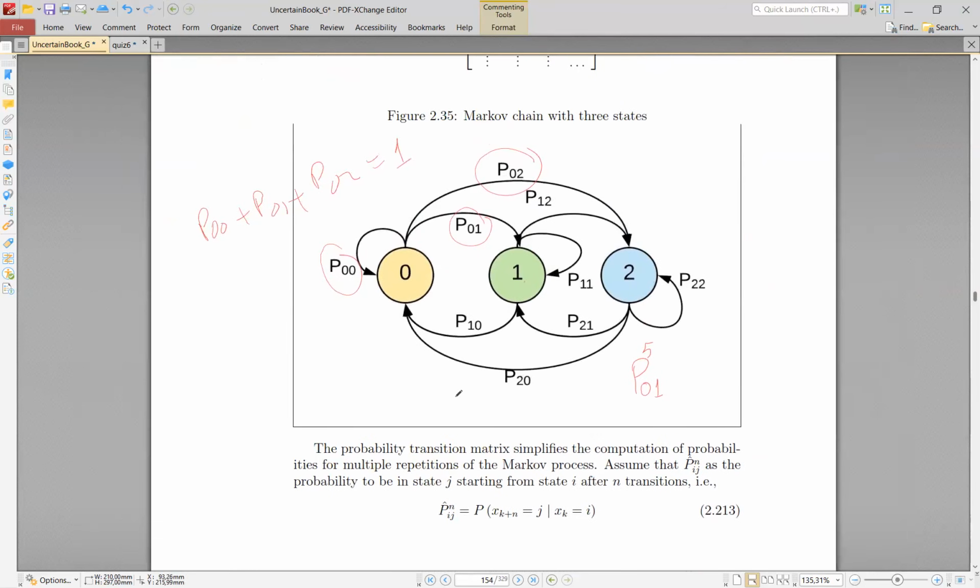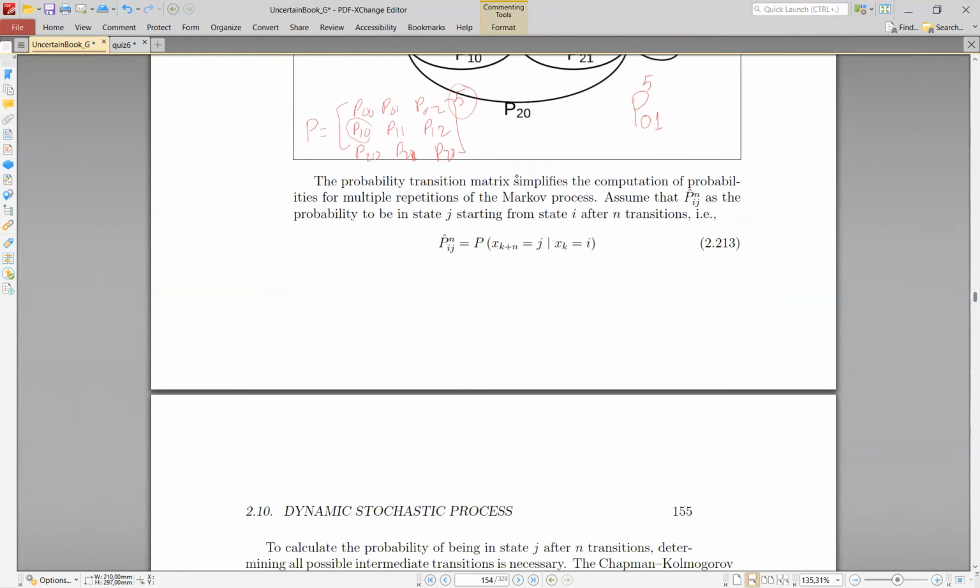For example, we have the probability matrix P equal to B00, B01, B02, then B10, B11, B12, and here B20, B21, and B22. This is the transition matrix. If you take the 5th power of this transition matrix and look at B01 to the power 5, this will be the probability that you start from state 0 and become in state 1 after 5 iterations of this process.